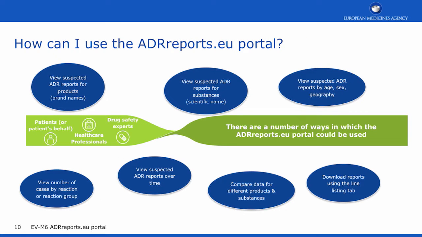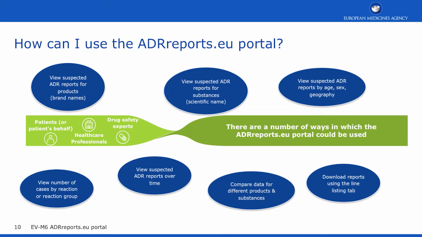Healthcare professionals, drug safety experts, and patients and their representatives can use the ADRreports.eu portal to fulfill a number of needs. Some examples of potential uses are provided on this slide. Users can use the portal to view suspected ADR reports by product name or by their substance or scientific name. Users can view reports for a specific product or substance split by age, sex, geography, time, or by the number of reactions in a particular reaction group, as defined by MedDRA, the Medical Dictionary for Regulatory Activities.